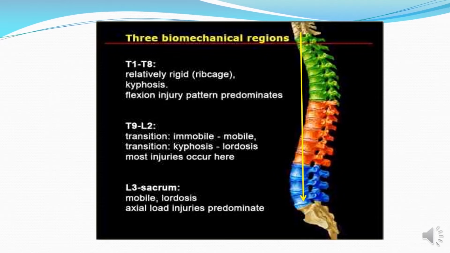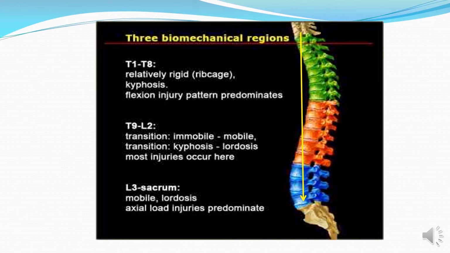The first part is from D1 to D8, which is relatively rigid, presenting kyphosis, and it is fixed by the rib cage. Flexion injury pattern usually predominates from D9 to L2. It's called the transitional zone or thoracolumbar area, where most of the fractures of the thoracic and lumbar area occur, and it is a transition zone between immobile segment and mobile segment out of the lumbar area. It's a transition between a kyphosis and lordosis.